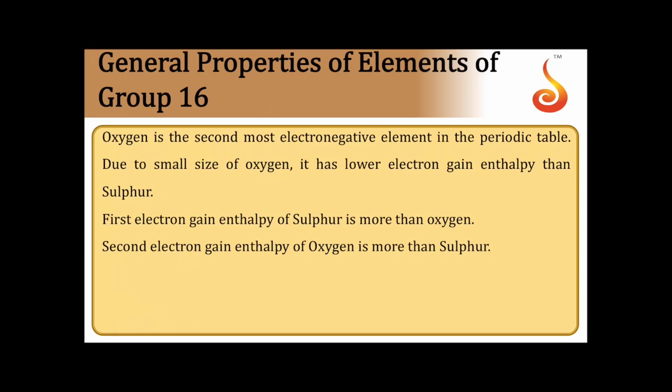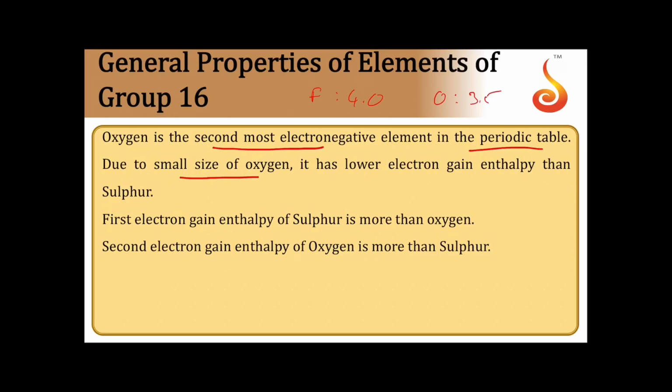Let us take the general properties of 16th group elements. Oxygen is the second most electronegative element in the periodic table. The first one is fluorine and the second element is oxygen. Fluorine's electronegativity is 4 units, and oxygen's electronegativity is 3.5 units. Second most electronegative element.